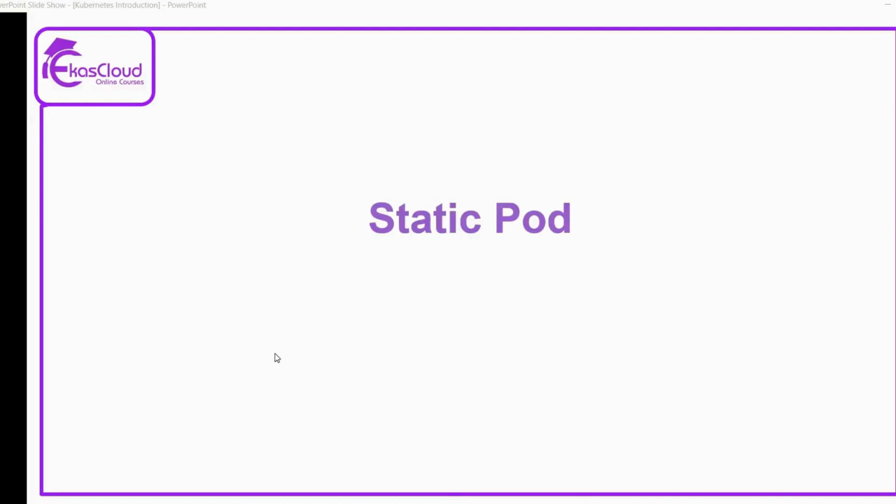Hi, today in this video I'll talk about static pods. We already know what a pod is. A pod is one of the smallest units that helps to run a container in the Kubernetes cluster. Normally pods are deployed manually, but a static pod is deployed in an automated way. Let's see how to do this.